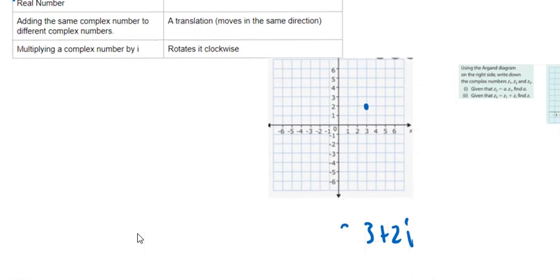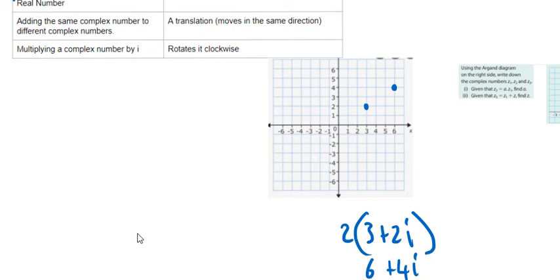So let's take a nice simple real number like 2 as an example. If I multiply 3 plus 2i by 2, we get 6 plus 4i. If I plot that on the Argand diagram, it would be this point here. The thing to notice is that those 2 points are in a straight line from the origin.